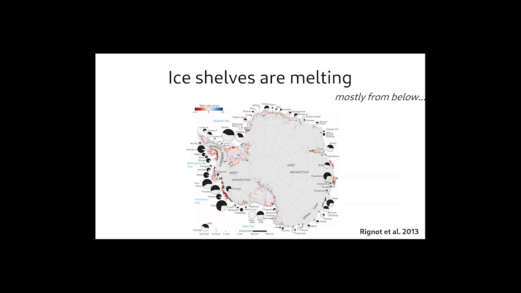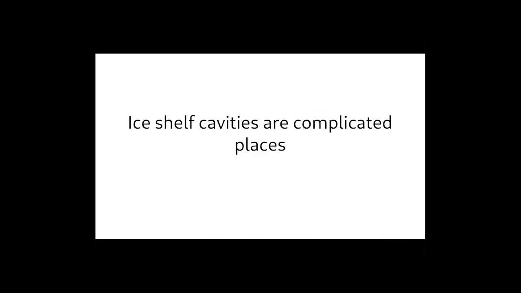Ice shelves around Antarctica are melting at different rates, and we'd really like to know why the rates are so different and how exactly the ocean is doing the melting. It's a hard question because ice shelf cavities are complicated places, which I'm sure we can all agree with.